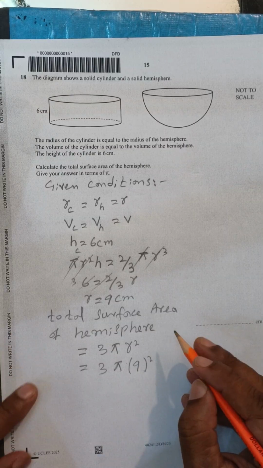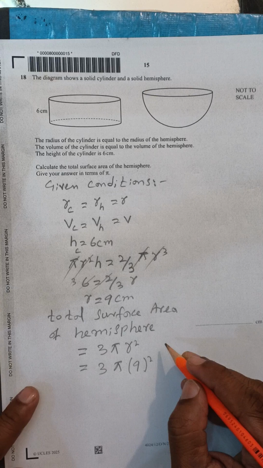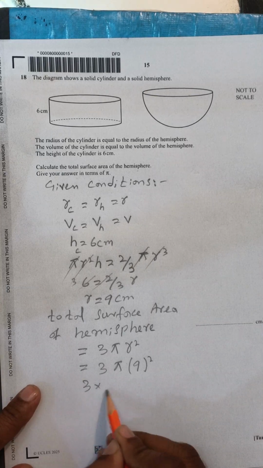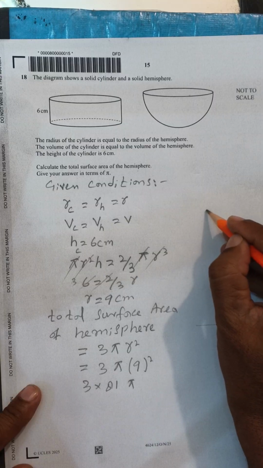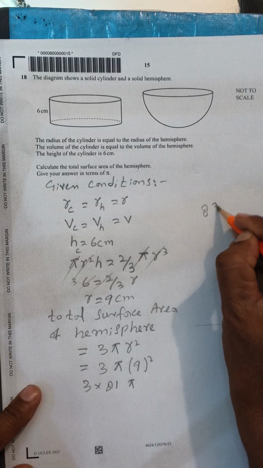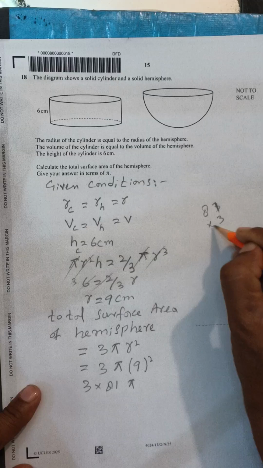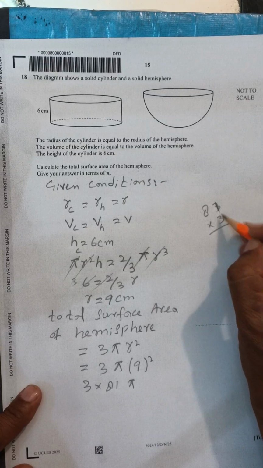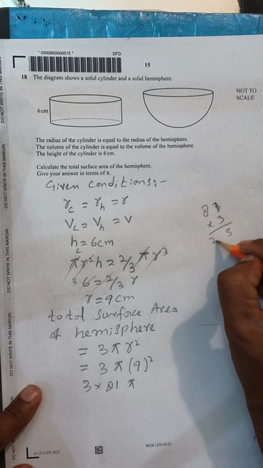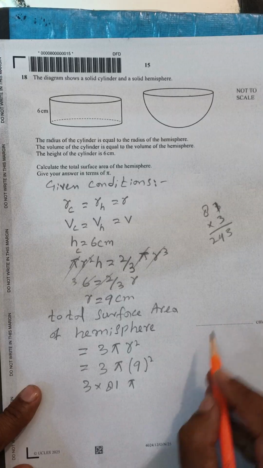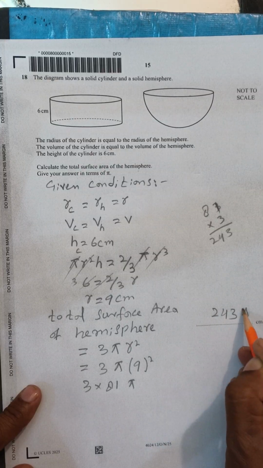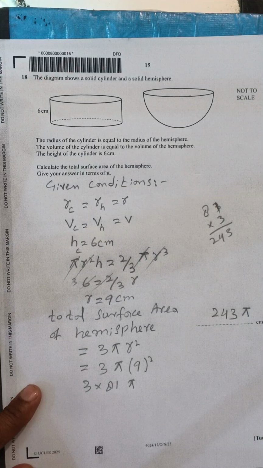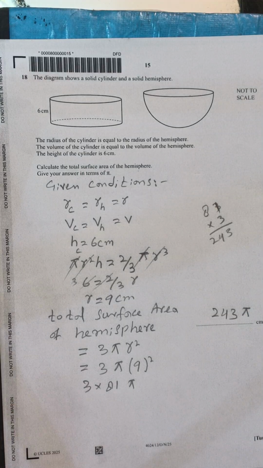So 9 nines are 81. 3 multiplied by 81 pi. So now you can do it. 81 multiplied by 3. So 3 ones are 3, 3 eights are 24. Okay, so you will have 243 pi. It is total surface area. Yeah, you got it.